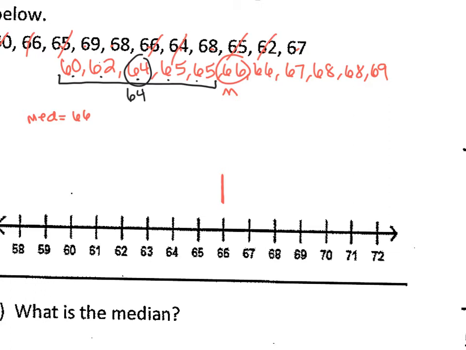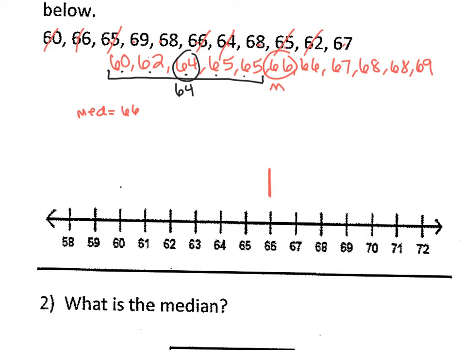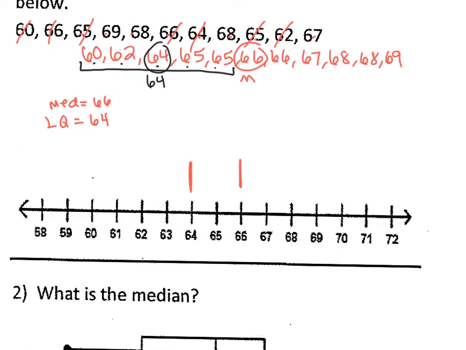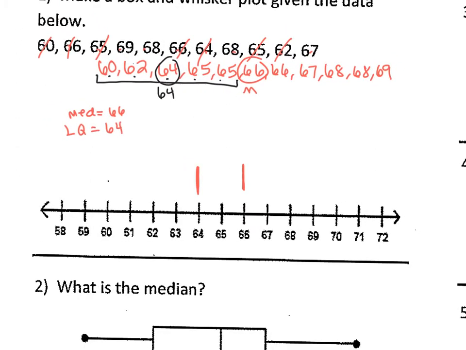So same thing, just like we put a little line there representing the median, 66, we can put a line above 64. So that's the middle of that lower quartile. So the lower quartile is 64. That's our middle number.